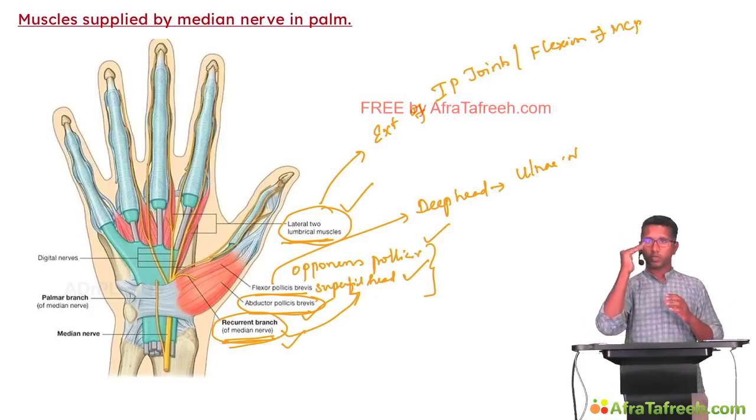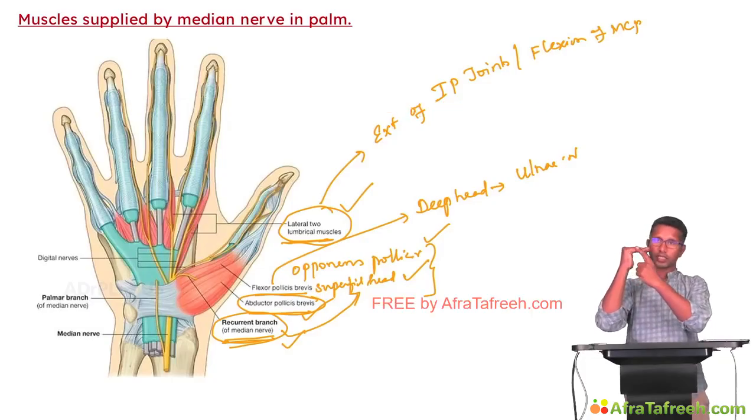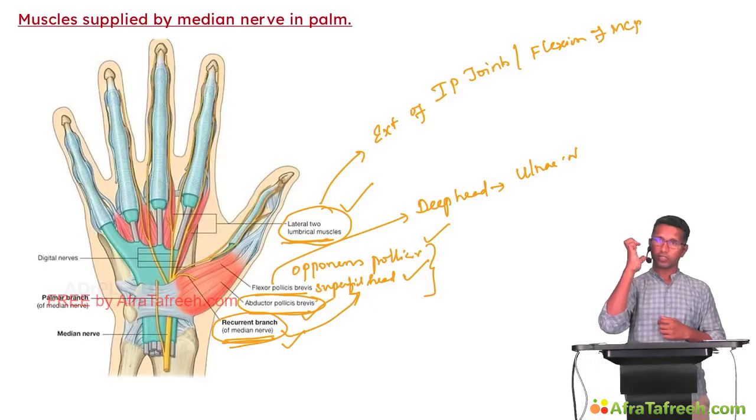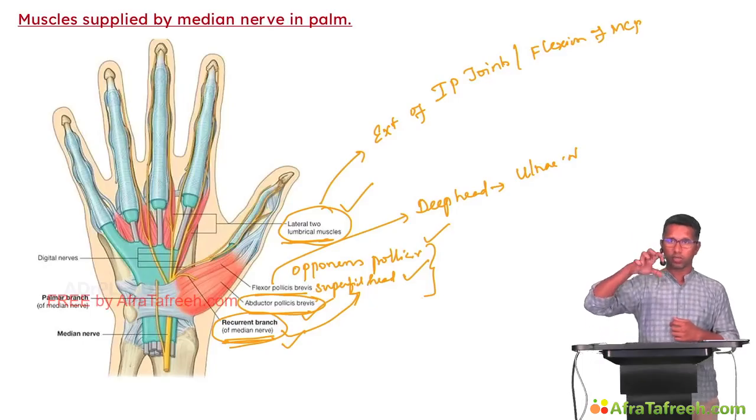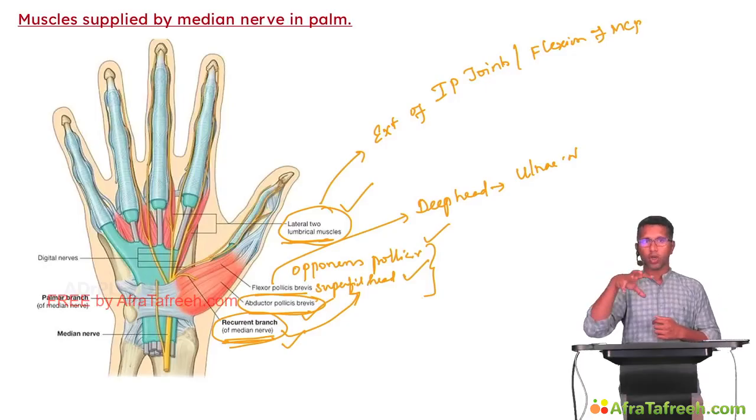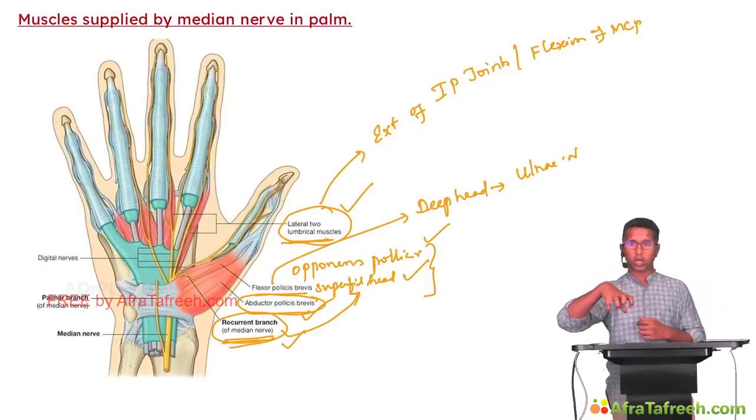Okay, so please remember. This is the action of the lumbricals: flexion of the metacarpophalangeal joint, extension of the interphalangeal joint. When the lumbricals don't work, the opposite happens: extension of the metacarpophalangeal joint and flexion of the interphalangeal joint. So this is called clawing. It is like the claw of a bird, so it is called claw hand.